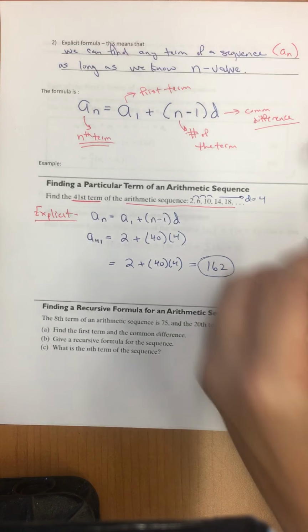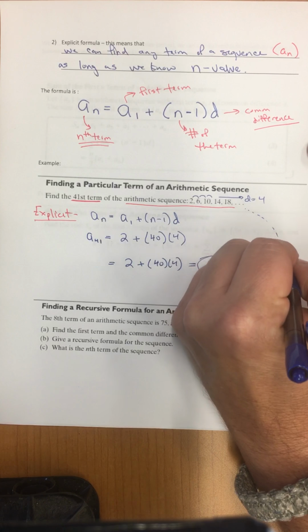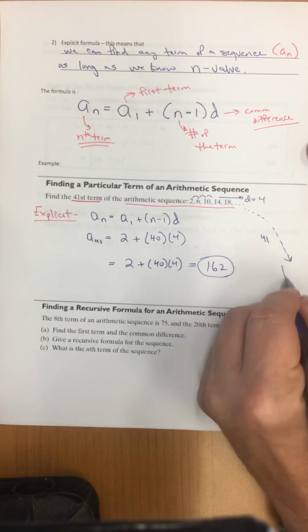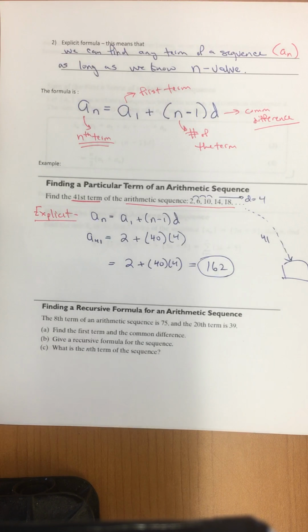So this means if you did it 41 times, I promise you, that number would be 162. You don't believe me? No big deal. Go do it on your own. Do it 41 times. It'll be the same number. I promise you.